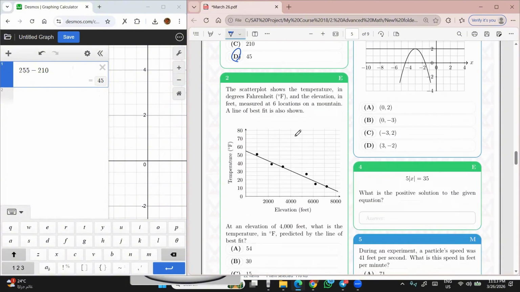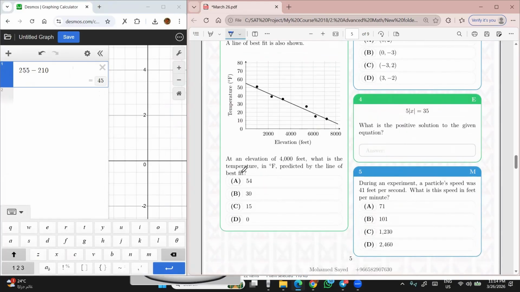Question number 2, it says the scatter plot shows the temperature in degrees Fahrenheit and the elevation in feet measured at 6 locations on the mountain. A line of best fit is also shown. Okay, at an elevation of 4,000 feet, what is the temperature in F predicted by the line of best fit? So be careful when you consider the line of best fit.